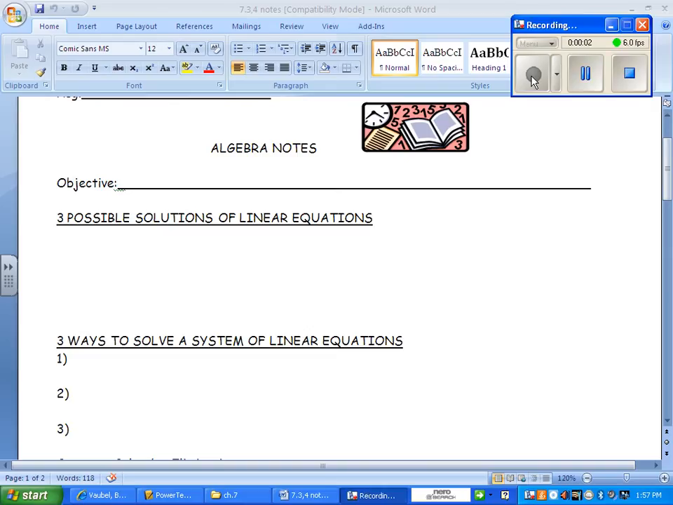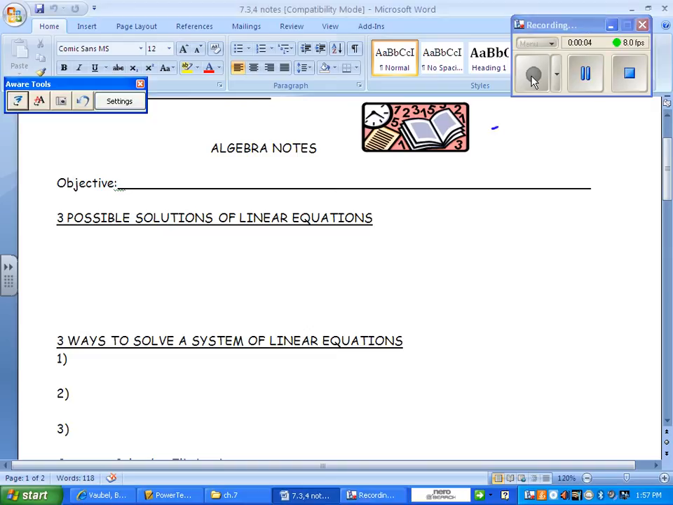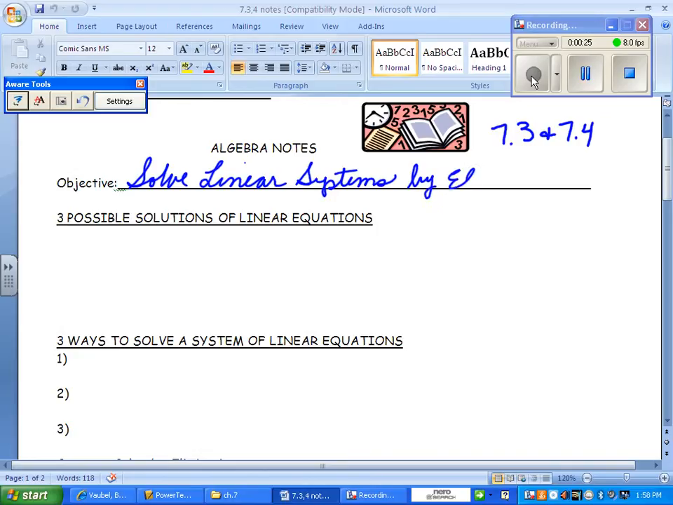Alright, today we're going to do section 7.3 and it's tied into 7.4, so we'll be looking at that as well. Your objective is to solve linear systems by elimination.